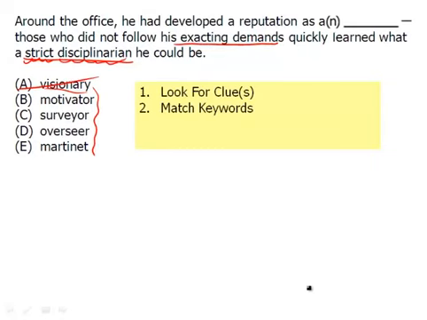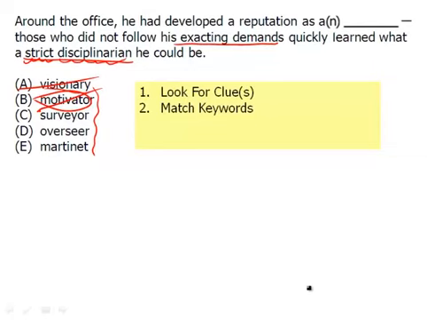Okay, next we have a motivator. Well, a motivator, someone who really pushes you and motivates you, and therefore they have to be strict, otherwise you're not going to be motivated. And so there's the answer. But wait a second. This is the GRE. By definition is what we're going for, not could be. For instance, a motivator could be a strict disciplinarian. They could make exacting demands, but by definition, is a motivator one who's a strict disciplinarian? No. So always remember, it's by definition.